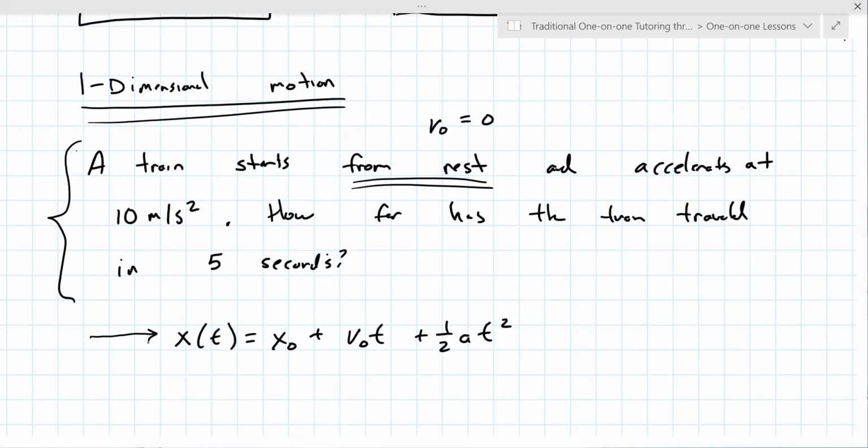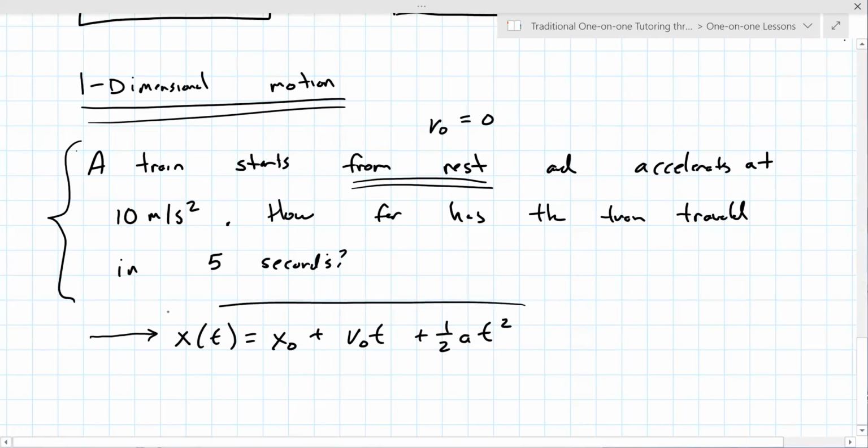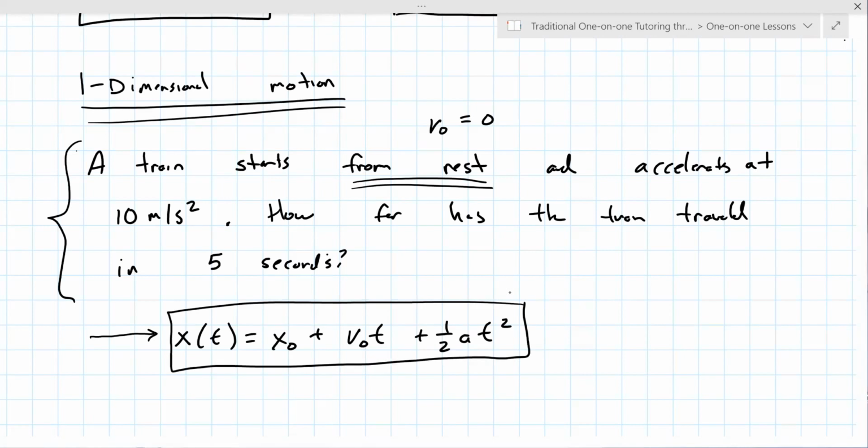How far has the what? X as a function of time equals initial position plus initial velocity times time plus 1/2 acceleration times time squared. Half? From where did you get the half? This is just a known equation. Oh, so you still did not plug in anything? No, we're going to, but this is the starting equation. Okay.